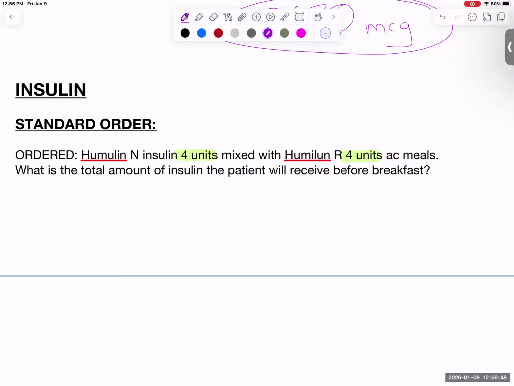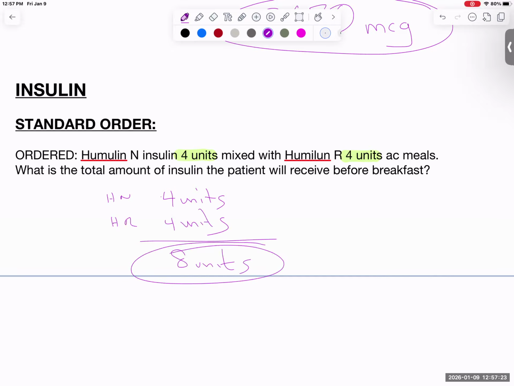So what is the total amount of insulin the patient received? Let's say this was for breakfast. How would you answer this question? 8 units. Yeah, it's not a trick. They're going to get 4 units of N. And by the way, insulin is only given in units, and it requires a special insulin syringe. So they're going to get Humulin N 4 units and Humulin R 4 units. So the question says, what's the total amount the patient's going to get? The answer is 8 units. It's not a trick.